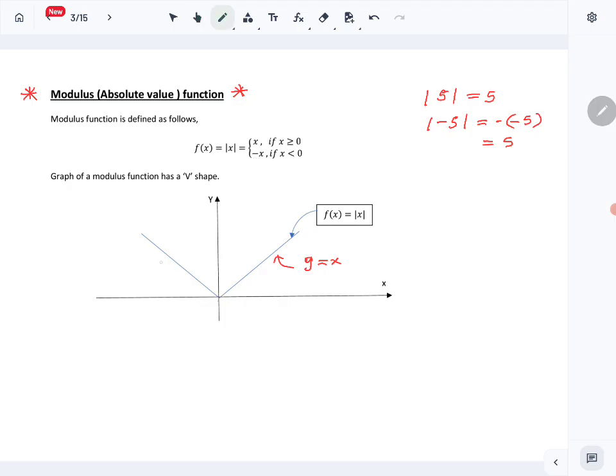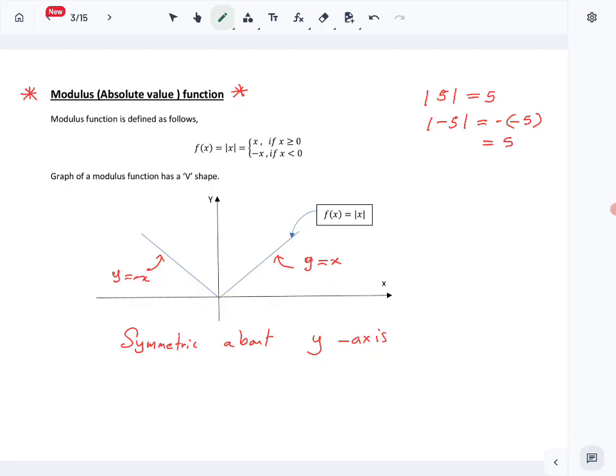y equals minus x. This one. So that also has that function, that line also goes in this direction, but we only draw it for the negative values. So we erase the positive side. So that is how we get this V shape. It's a symmetric graph, symmetric about the y-axis. Right. So this graph is the absolute value function graph.